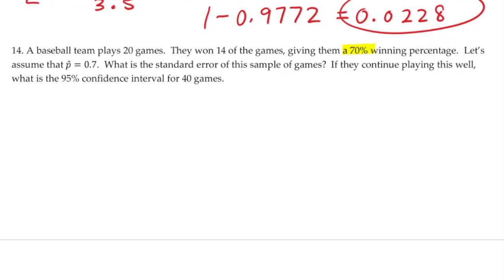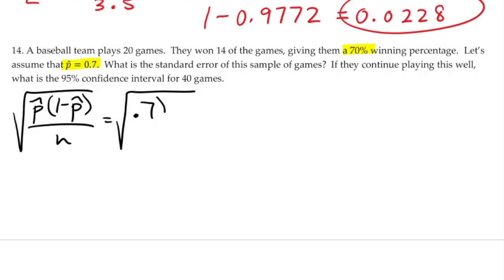Okay, they have a 70% winning percentage. That's the p hat being 0.7. What is the standard error? The formula is, for proportions, the square root of p hat times 1 minus p hat over n. And that's 0.7 times 0.3 divided by 20, because the sample is 20 games. We'll go to 3 decimal places on this. 0.102. So about 0.102 is the standard error.